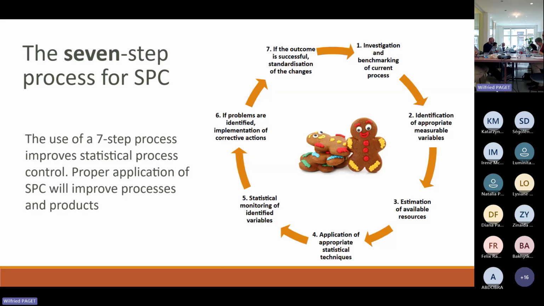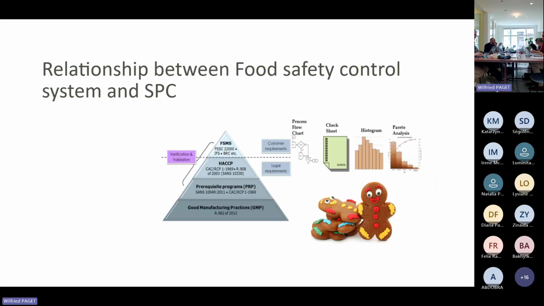7th step, and if you have an outcome that is successful, then we can standardize the changes and we can define the final product. And of course, if we need to repeat this process, if we want to improve our product, we need to go through this process again.